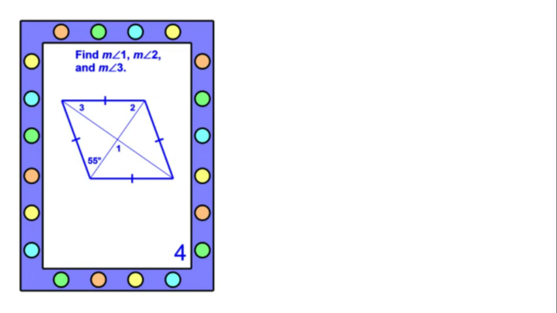All right, find the measure of angle 1, the measure of angle 2, and the measure of angle 3. That little m in the front means measure, and we just read it that way. We don't say m angle 1, we say measure angle 1. All right, so let's take a look at our shape. What do you notice? What do we have?